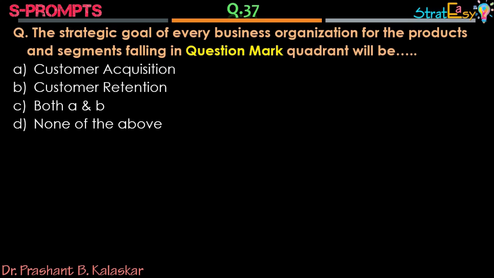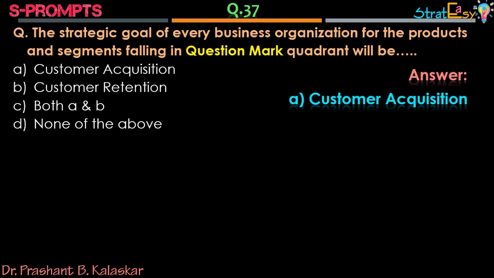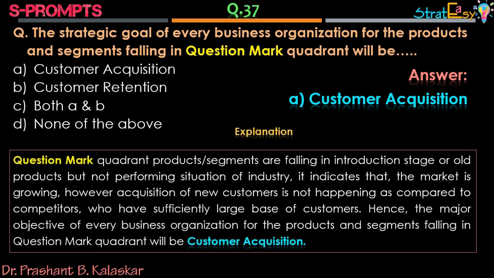Question number 37. The strategic goal of every business organization for the products and segments which fall into the question mark quadrant will be, and the right answer is option A, customer acquisition. Question mark quadrant products or segments are in the introduction stage, or are old products not performing in a growing industry. The market is growing. However, acquisition of new customers is not happening as compared to the competitors who have a sufficiently large base of customers. Hence, the major objective will be customer acquisition.